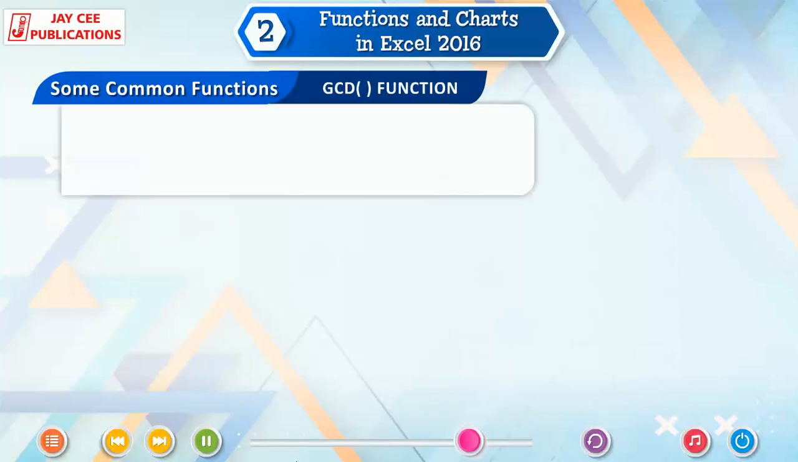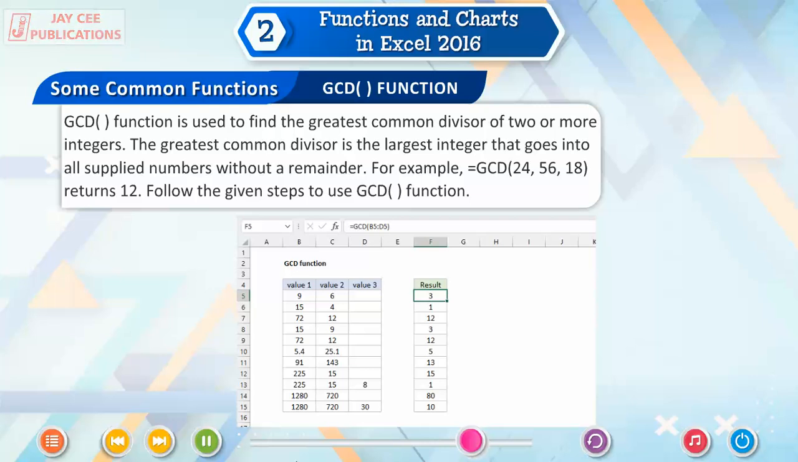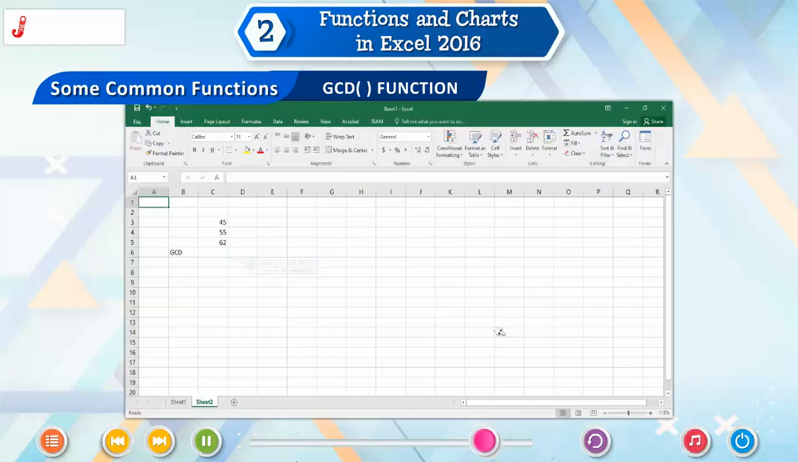GCD function. GCD function is used to find the greatest common divisor of two or more integers. The greatest common divisor is the largest integer that goes into all supplied numbers without a remainder. For example, is equal to GCD 24, 56, 18 returns 12. Follow the given steps to use GCD function.